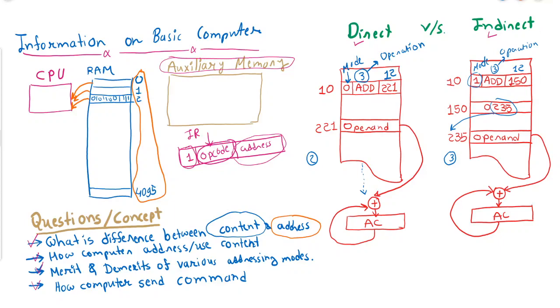Another terminology that you should consider is effective address. Here 221 is the effective address of the operand, while in this case 235 is the effective address of the operand. So how can we define the effective address of an operand? The address which specifies the actual physical location of the operand inside the memory is known as the effective address.